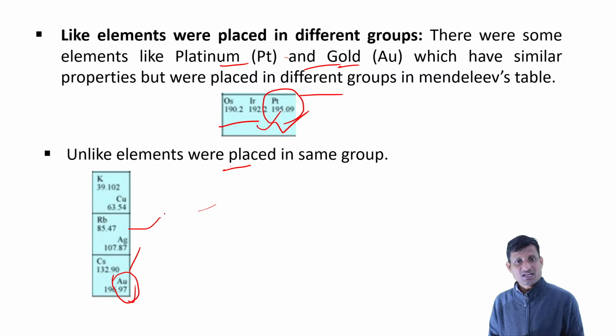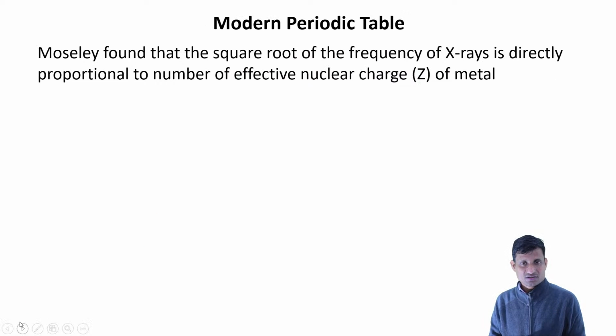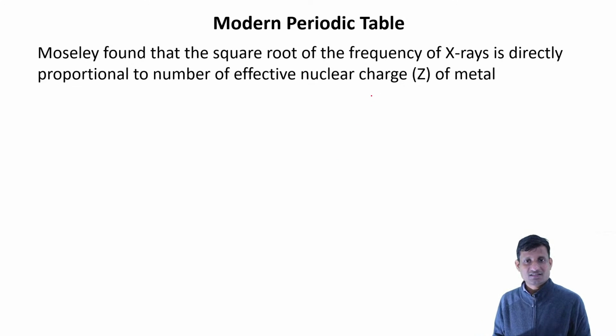Okay, so these are the limitations of the Mendeleev periodic table. But even so, the most appreciable thing was that he predicted a few elements which were not yet known. Later we realized these limitations. So now we'll learn about the modern periodic table.